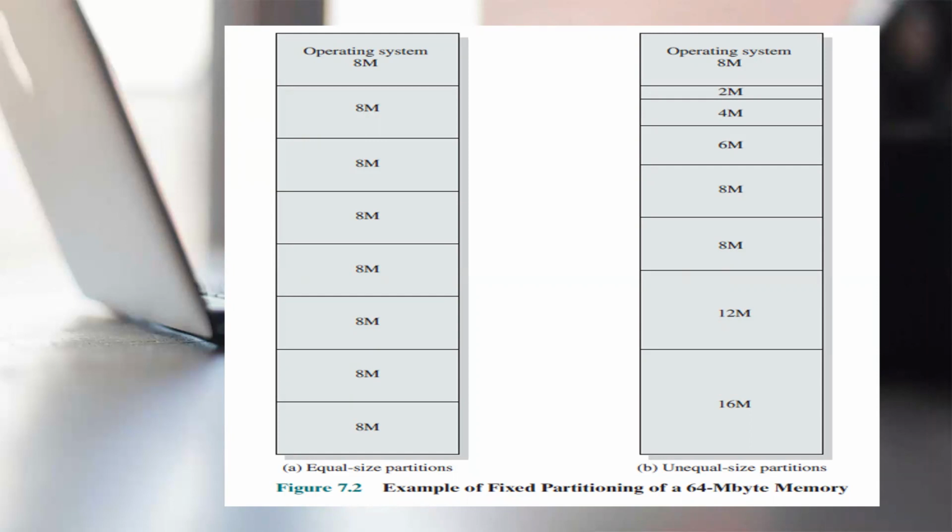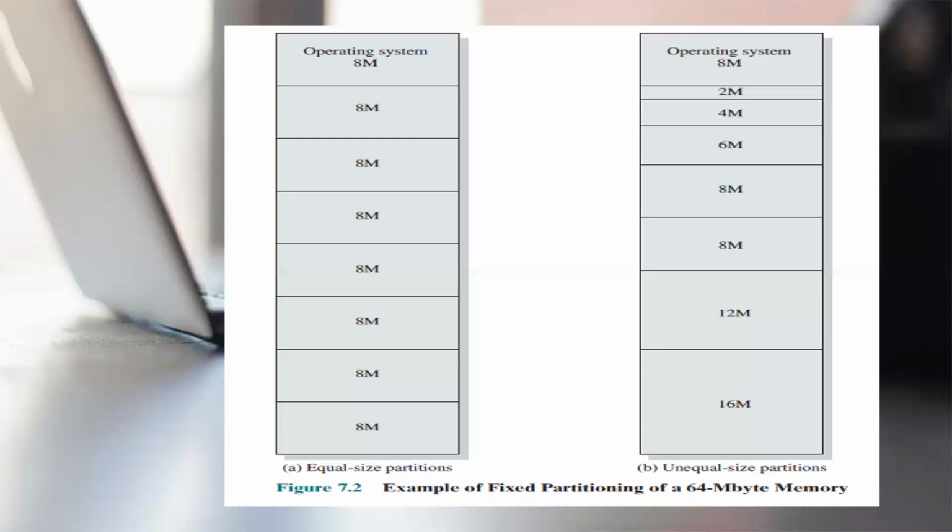Number two, main memory utilization is extremely inefficient. Any program, no matter how small, occupies an entire partition. In this example, there may be a program whose length is less than 2 megabytes, yet it occupies an 8 megabyte partition whenever it is swapped in. The phenomenon in which there is wasted space internal to a partition, due to the fact that the block of data loaded is smaller than the partition, is referred to as internal fragmentation.